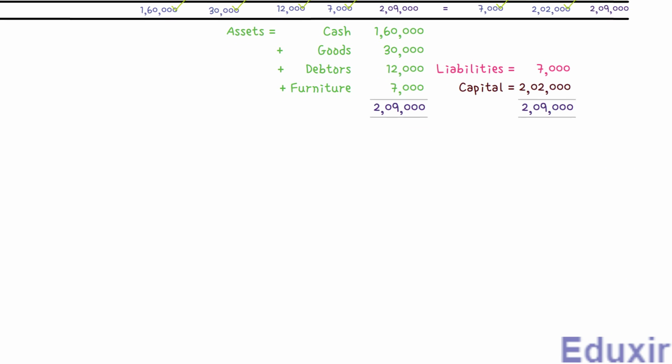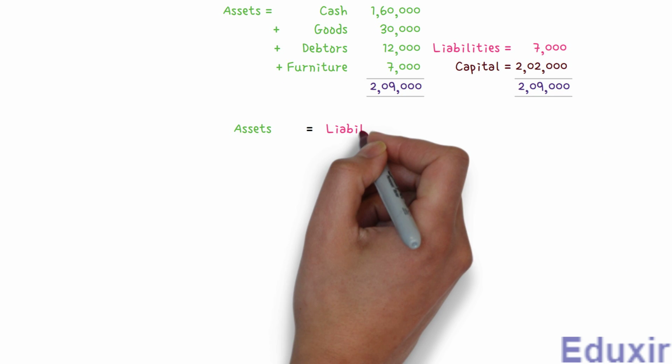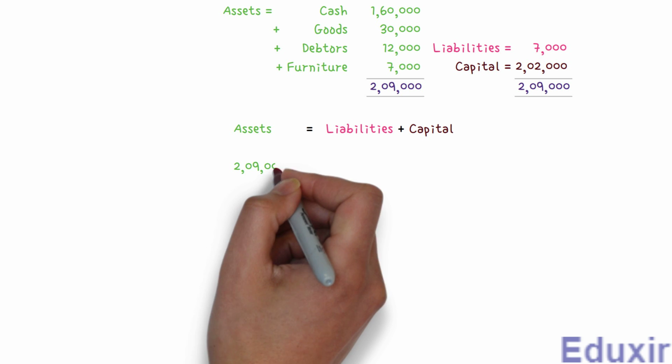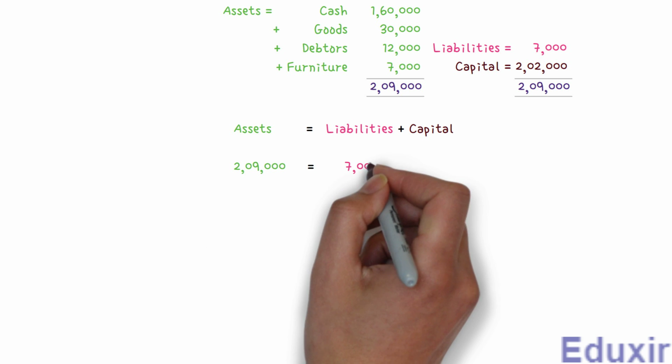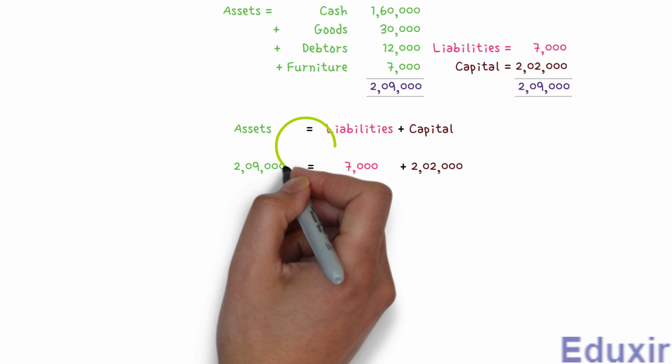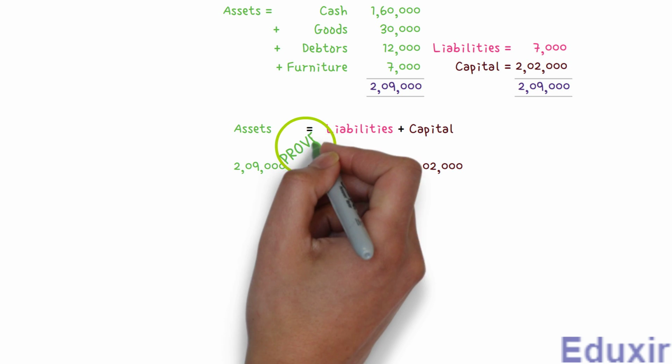So now we can say that the assets are equal to the sum of the liabilities and capital. In other words, the assets worth 2,09,000 rupees are equal to the sum of the liabilities worth 7,000 rupees and the capital amount of 2,02,000 rupees. With that, we have proved the accounting equation.